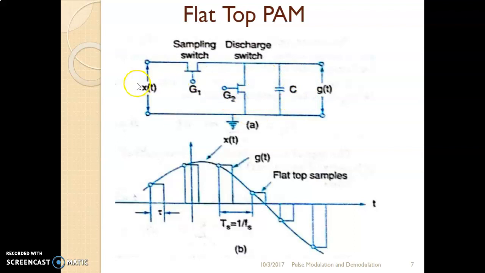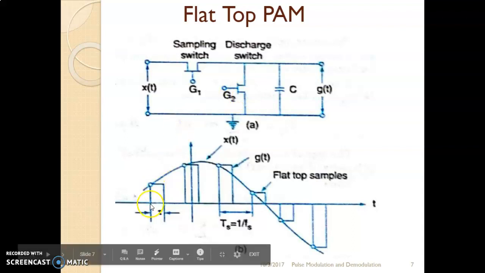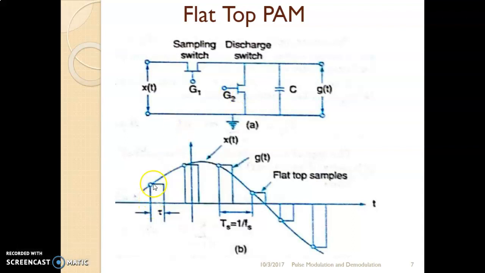Now what will happen when the modulating signal comes? Initially G1 will be triggered, meaning the G1 FET will be on and the sampling switch will be closed. The modulating signal will pass through it and charge the capacitor. At that time, when the sampling switch is on, G2 will be off. So charging the capacitor means the amplitude will reach the maximum point of the modulating signal.